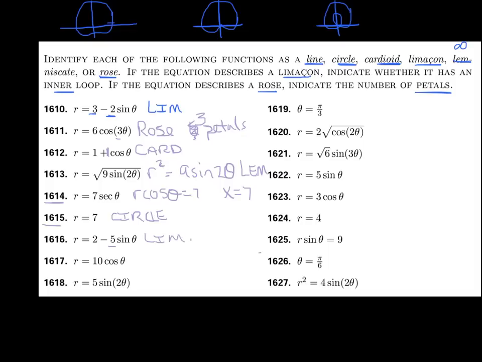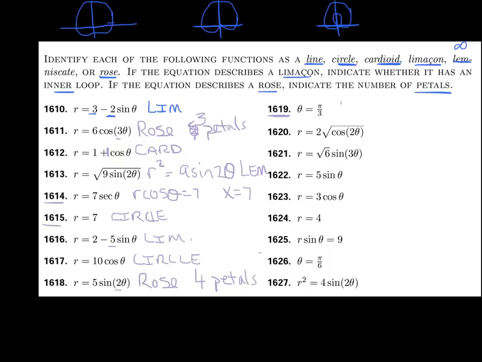Let's see, 10 cosine theta, that's just a circle. However, this one's not centered at the origin. It's going to be symmetric with respect to the x-axis. It's actually going to have a diameter of 10 and a radius of 5. Let's see, 16.18 is going to be a rose. And because 2 is an even number, we're going to have a grand total of 4 petals, very similar to the one we graphed just a moment ago.